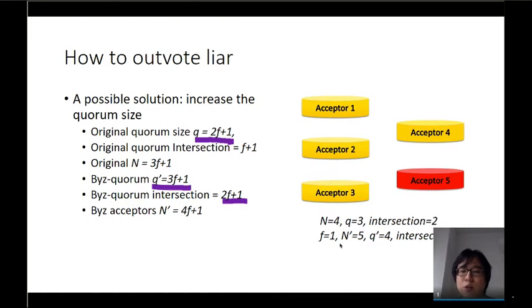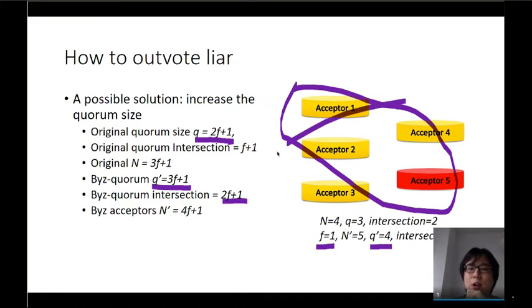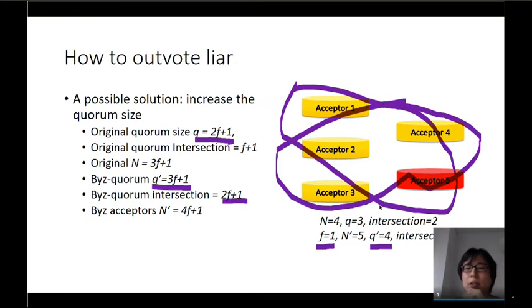For example, let's assume there's only one fake acceptor. This acceptor 5 is a fake acceptor. And now we have the quorum as 3F plus 1, which becomes 4, right? So any intersection will have 3. For example, these two quorums, and this is also a quorum. And these two quorums will have acceptor 2 and acceptor 4 in common, right? So there are at least 2 acceptors in common. They can outvote the lying acceptor, acceptor 5.